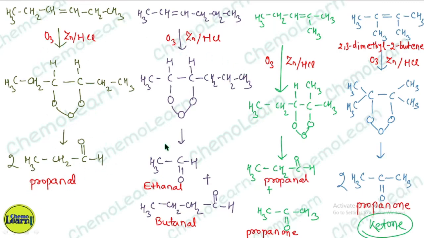In option B, we are getting ethanal and butanal. These are also aldehydes, so it cannot be the right answer. In option C, we are getting propanal and propanone, one aldehyde and one ketone. But the question is asking about only one product, so it cannot be the right answer. But in option D, we are getting only one product, that is a ketone, propanone. So it is the right answer, because ketone, that is propanone, cannot reduce Fehling solution.